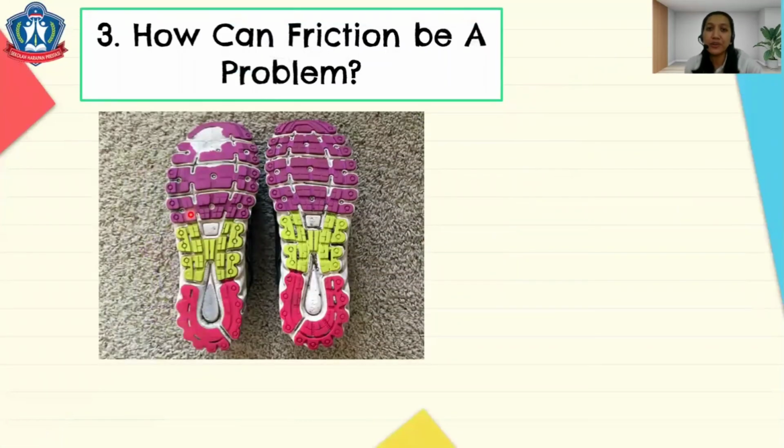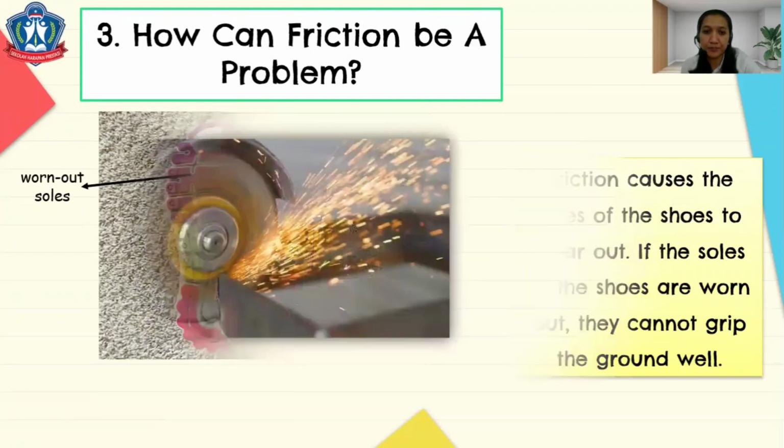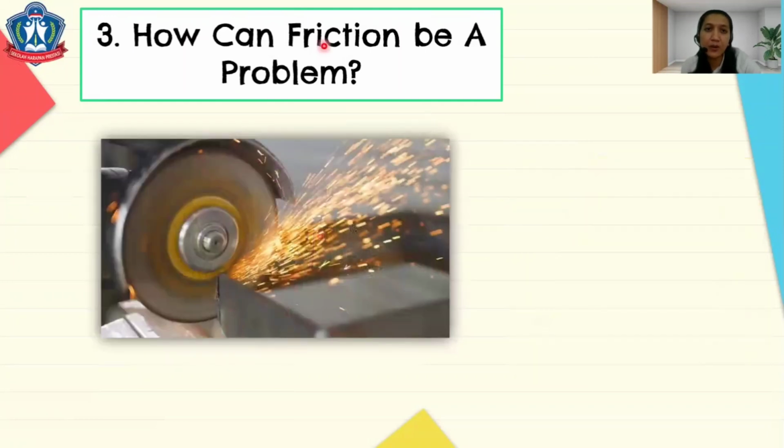Now, how can friction be a problem? Can you take a look at those shoes? The first one here has worn out soles, while this one has new soles. So, friction causes the soles of the shoes to wear out. If the soles of the shoes are worn out, they cannot grip the ground well.